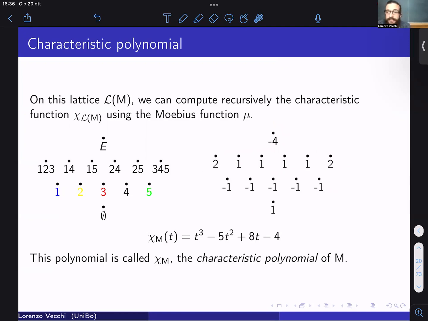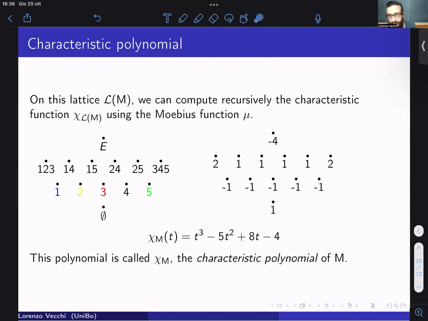Now to compute the characteristic polynomial, we just take all the values on the same row and add them up. I get a 1, -5, +8, and -4, and these are exactly the coefficients that I give to a polynomial, and I read them from bottom to the top, and this will be called the characteristic polynomial of the matroid.